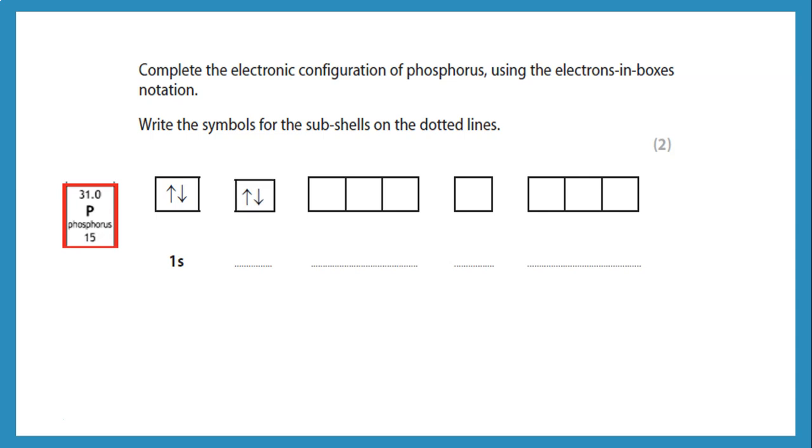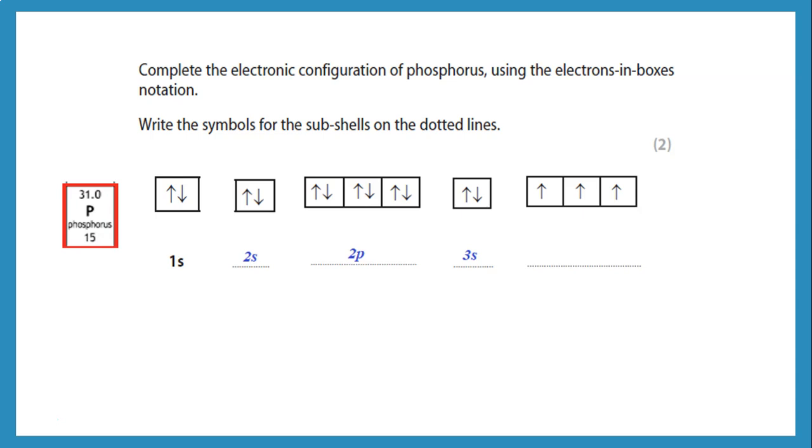2 in the 1s, 2 in the 2s, and then I fill the 2p. So now I have a total of 10. Then I need to go to the 3s. The 3s takes 2. How many am I left with? I'm left with only 3. That goes into the 3p. Again, when we're filling the 3p, we put 1 electron in each orbital before we start pairing.